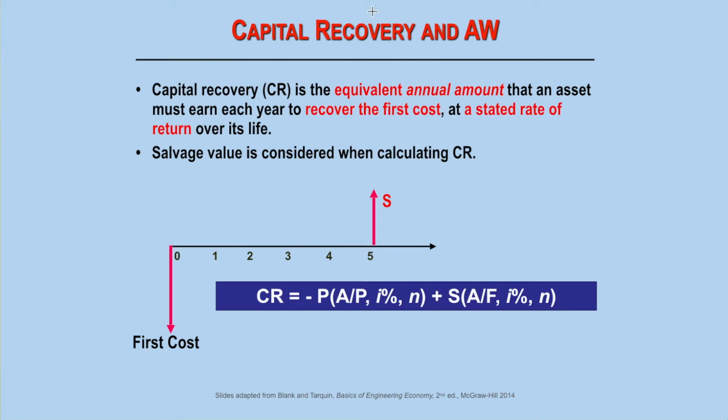One thing to note is the sign of the terms in this equation. The first term has a negative sign because the first cost cash flow is a cost. The second term, the salvage value, has a positive sign because when you resell an asset, you receive cash. That's a positive cash flow. So that's why there is a positive sign before the second term in the equation.